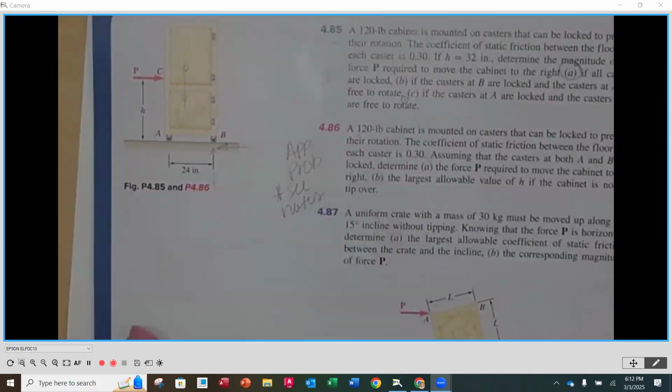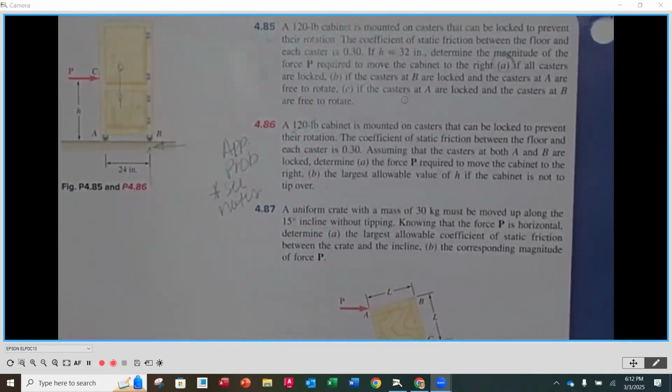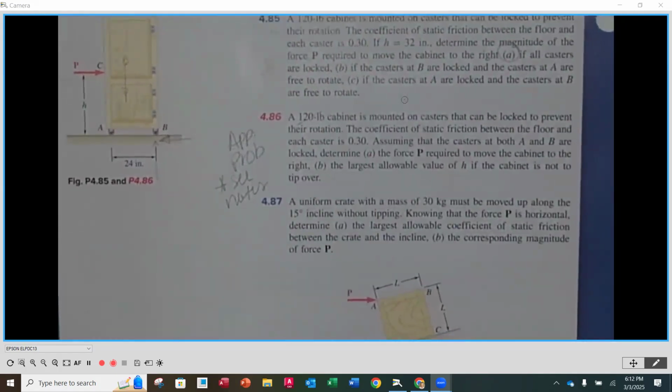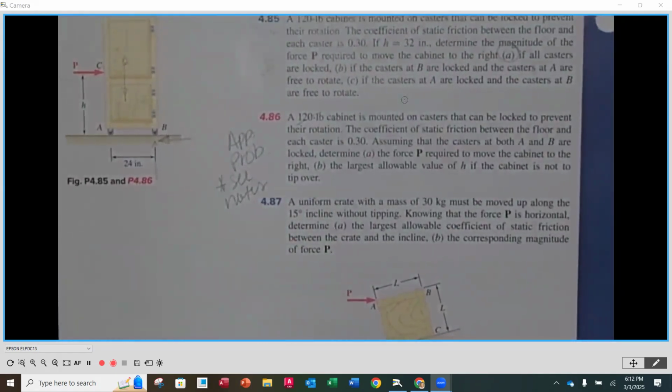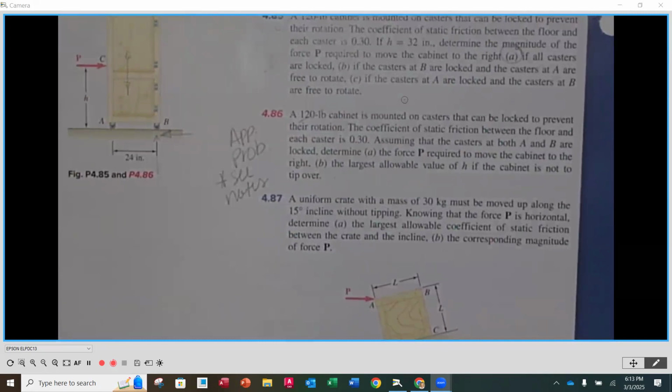Okay. So let's read the problem statement here for 486. It says a 200-pound cabinet is mounted on casters that can be locked to prevent their rotation. The coefficient of static friction between the floor and the casters is 0.3, no units there. Assuming that the casters at both A and B are locked, determine the force P required to move the cabinet to the right and the largest allowable value of h if the cabinet is not to tip over. Okay. So there are two parts there that we are going to be calculating.